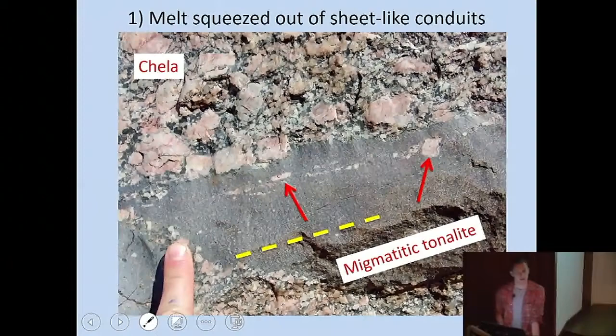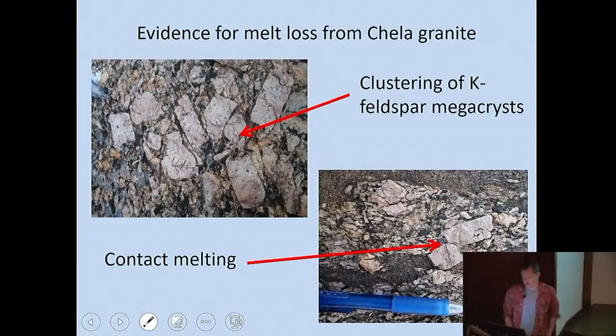So that's one way in which these xenocrysts formed, by melt drainage from magma conduits, melt loss essentially. And there is also evidence for melt loss from the surrounding Chela granite. You can see in the Chela granite accumulations of K feldspar crystals, clustering of crystals in localized concentrations. This is very indicative in granite solidification of melt loss and bringing crystals together. So melt has been lost from these environments in order to cause the clustering of K feldspar megacrysts.